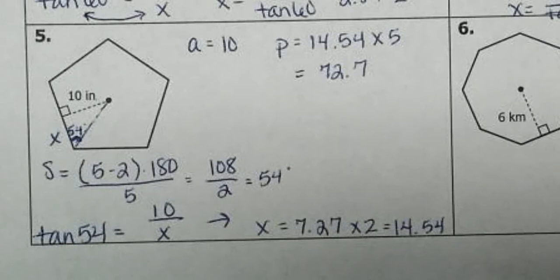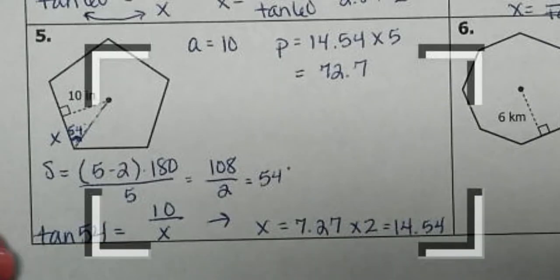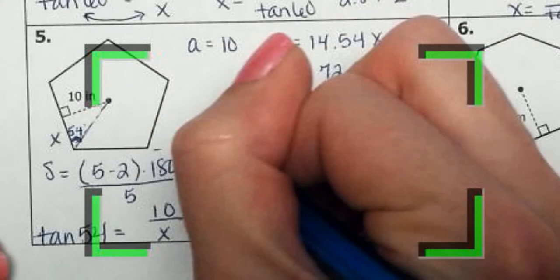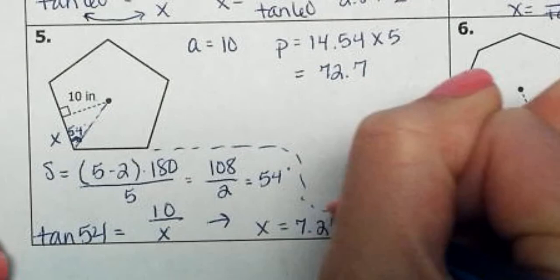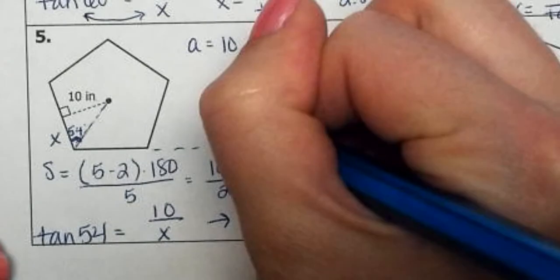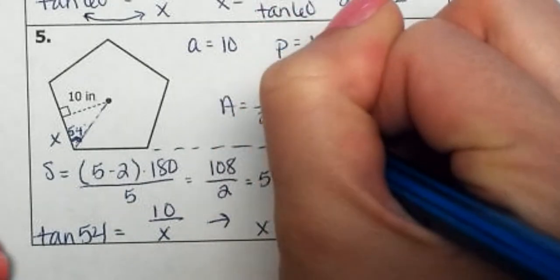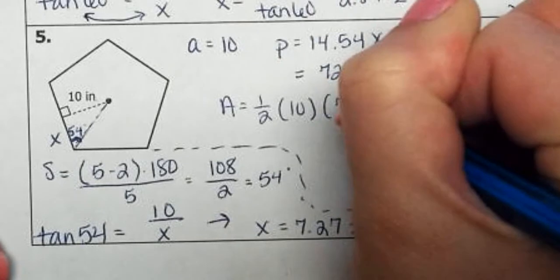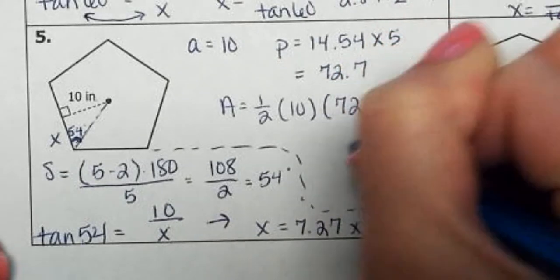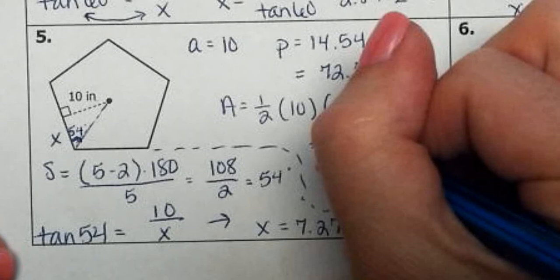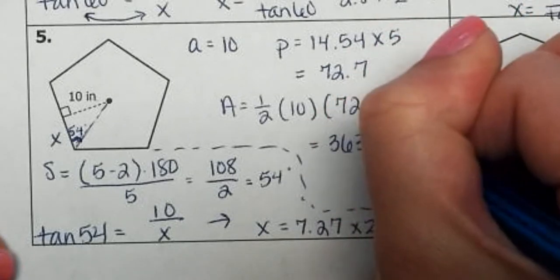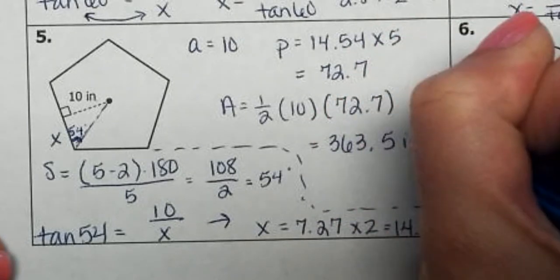Now that you have that, you can set up your area formula. So my area is 1/2 times 10 times 72.7. And you get 363.5 inches squared.